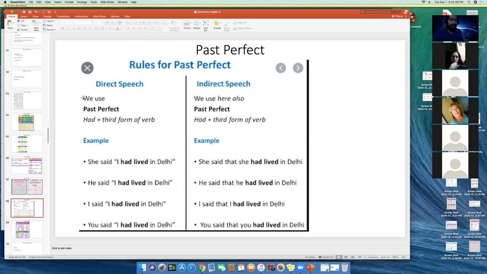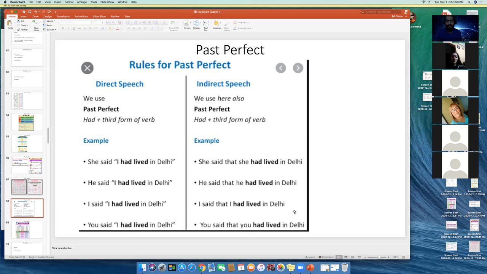you use it in the same way. We use past perfect. We use had plus the third form of the verb. And so the way it sounds is like this. If we are using direct speech, we can say, she said I had lived in Delhi. Okay? The indirect format is, she said that she had lived in Delhi. But you see how we added the she on here instead of the I. So she said that she had lived in Delhi. He said that he had lived in Delhi. I said that I had lived in Delhi. So the format is a little bit different, but as you guys can see, it's one word that we keep adding on here that we can use.